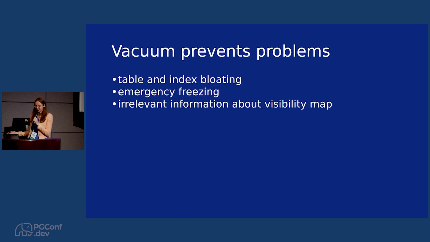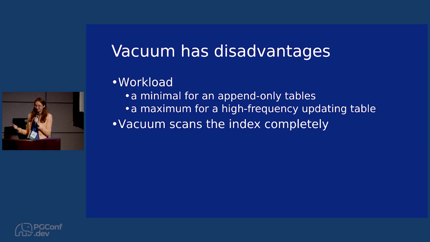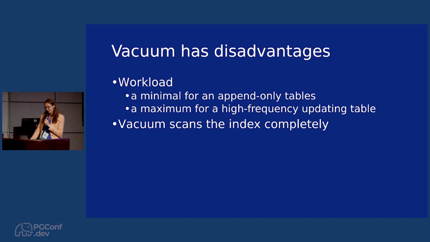We all know why vacuum is important, I suppose. It prevents problems related to table and index bloating, and emergency freezing when we have the wraparound problem, and it updates information about the visibility map. But unfortunately, vacuum has some disadvantages. It works well when we have append-only tables, but if tables are updated with high frequency, we might have some problems. And another problem is related to the fact that we have no visibility map for indexes, so vacuum scans the index completely.